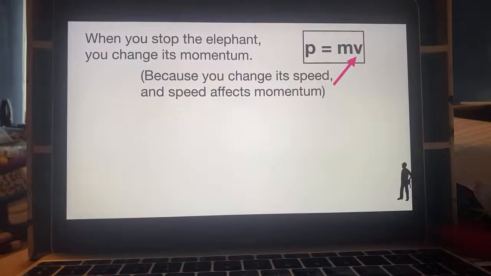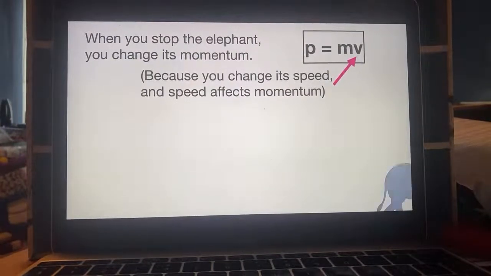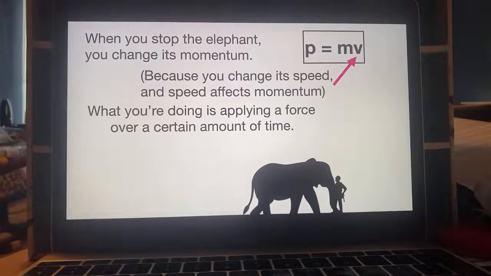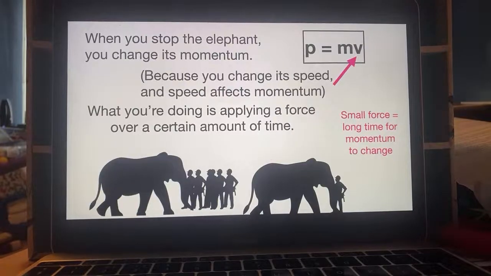So here's where my PowerPoint gets all super fancy, right? Don't try this at home, kids, but if you put yourself into the path of a moving elephant, you're applying a very small force to the elephant over quite a long period of time. And that causes the elephant's momentum to change. If you got a load of buddies together and you all stood in front of the elephant, you would be applying a larger force. You'd be pushing harder on the elephant, so it would take less time for its momentum to change.